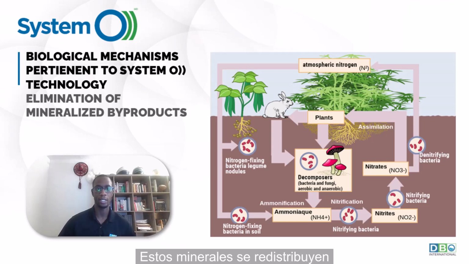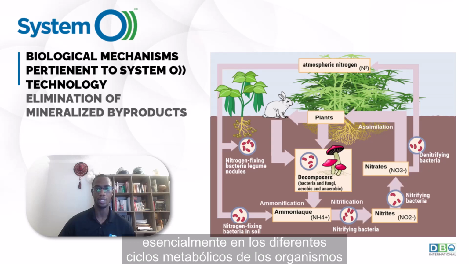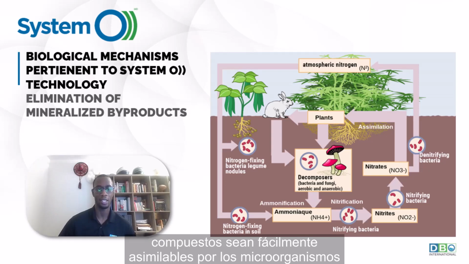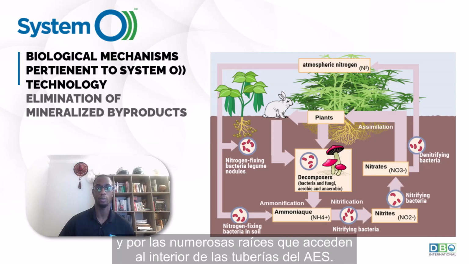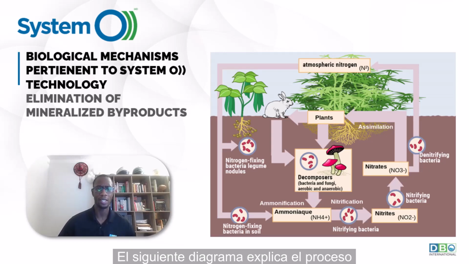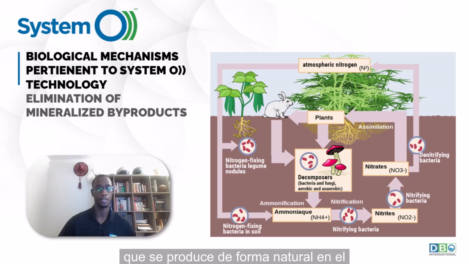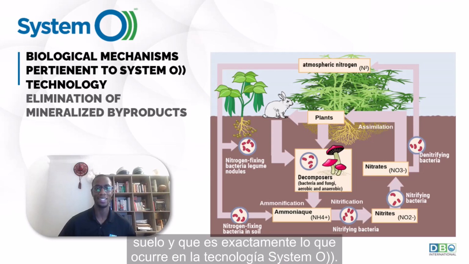Essentially, these minerals are redistributed throughout various metabolic cycles in the organism. For example, nitrogen in the denitrification process allows compounds to be easily assimilated by microorganisms and by many roots that access the interior of the advanced septic pipes. The diagram below explains the process of mineralization and the assimilation of organic and inorganic materials that occurs naturally in the soil and is exactly what occurs inside of the system or technology.